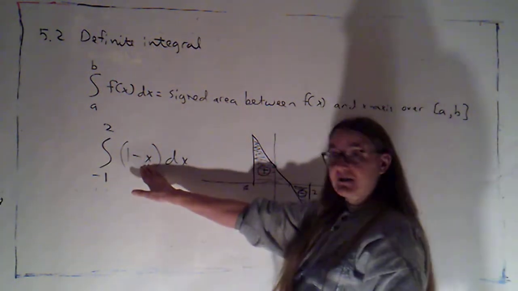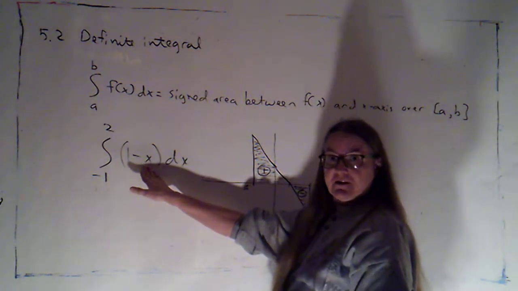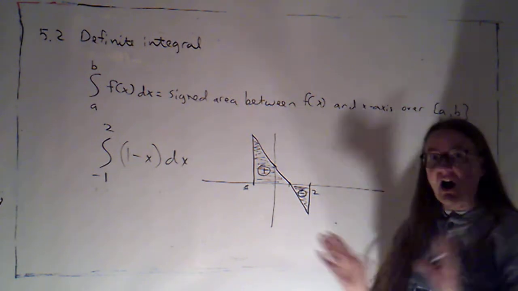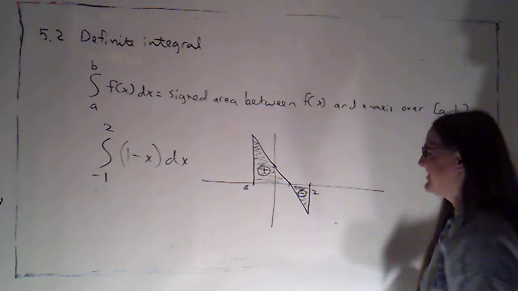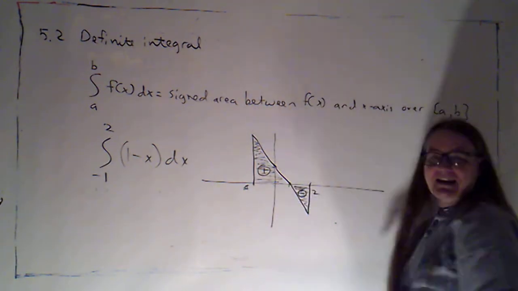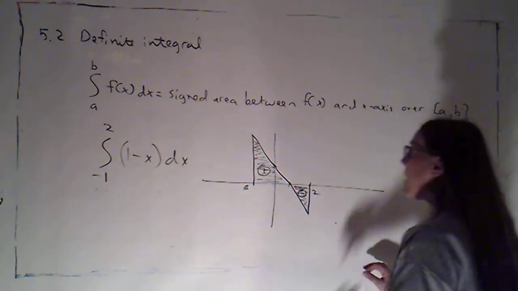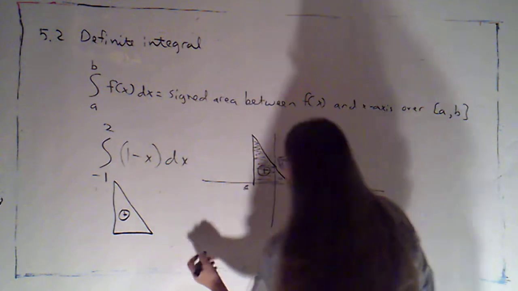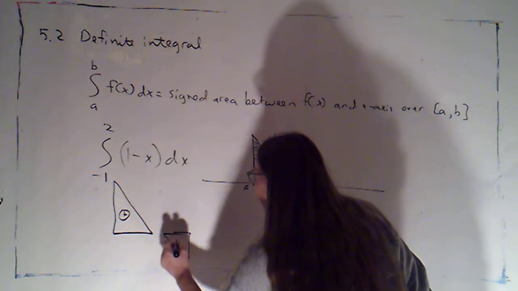Once you've graphed this function, that's either the floor or the ceiling, and the x-axis is either the floor or the ceiling. So you don't get to draw any more floors and ceilings. You just get to draw in the walls that connect them. Okay. So I would calculate this in two pieces. I'm going to have this positive piece and this negative piece.